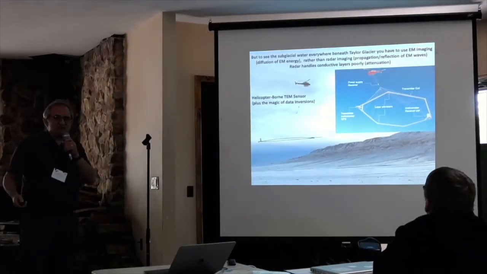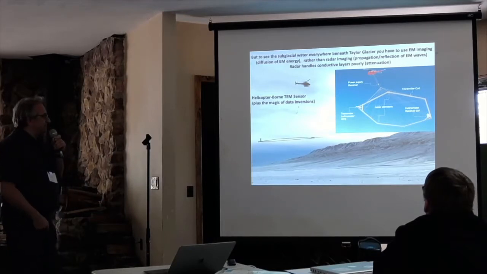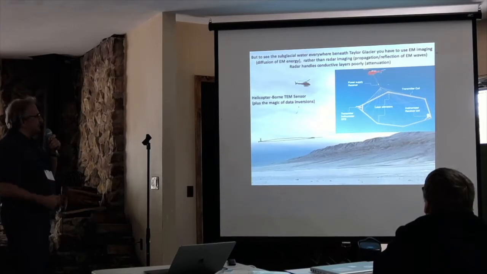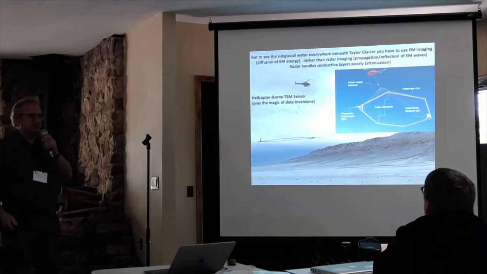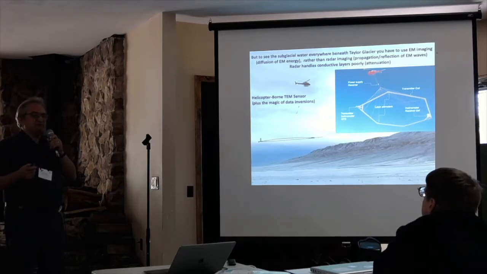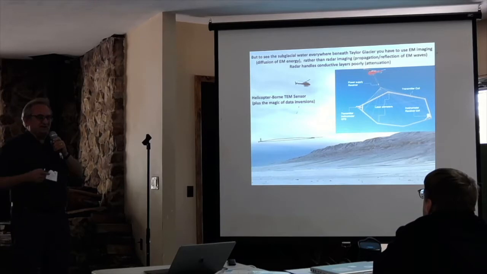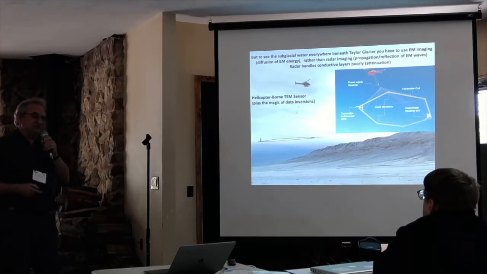Okay, my job here is to pitch the airborne EM, so I'm doing that. To see subglacial water everywhere, you have to use an EM tool because radar has a big Achilles heel, and that's conductive layers. Radar is awesome in air, empty space, and really, really cold glacier ice. They all have very little electrical conductivity, so there's very little attenuation. You can see through that stuff very easily. But as soon as there's something real, like geologic, wet, that has conductivity, radar just gives up and dissipates away.